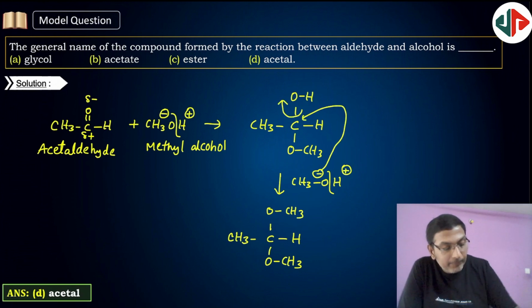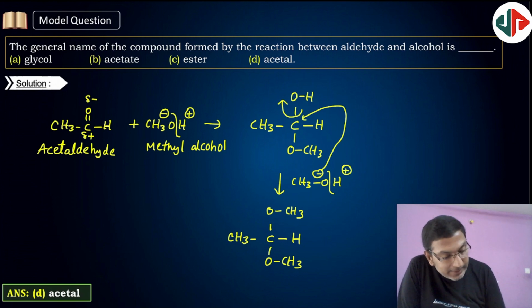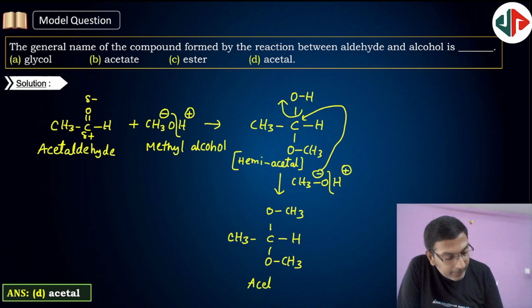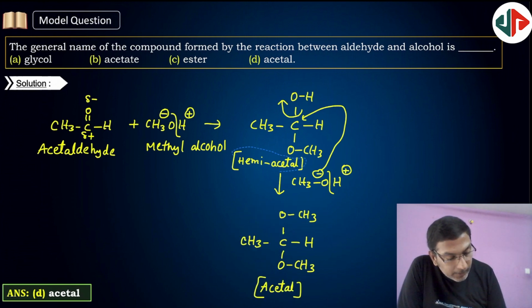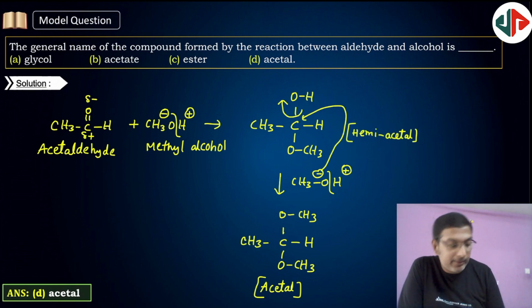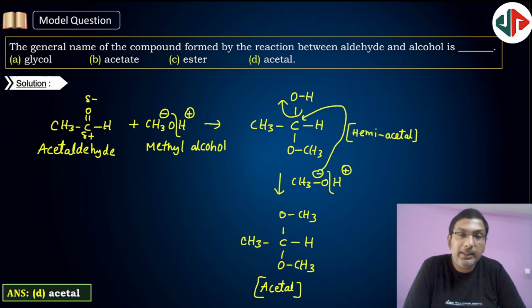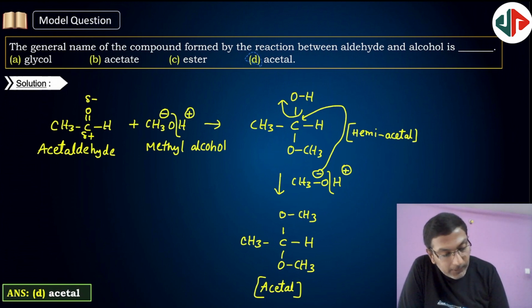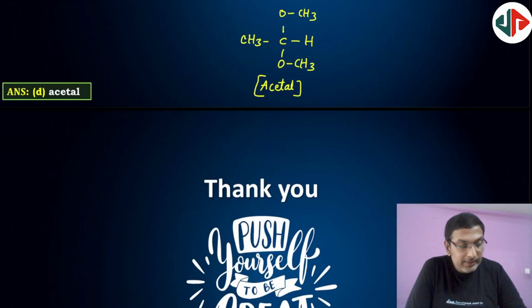This will be like this, with OH removal. So the first compound formed is hemiacetal, the reaction between 1 mole of aldehyde and 1 mole of alcohol, and this one is acetal, with 2 moles. Aldehyde plus 1 mole of alcohol gives hemiacetal. Aldehyde plus 2 moles of alcohol gives acetal. So the final compound will be acetal. Option D. So this is the end of the chapter.